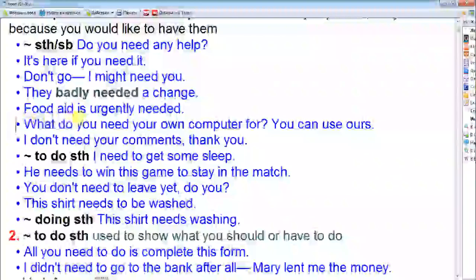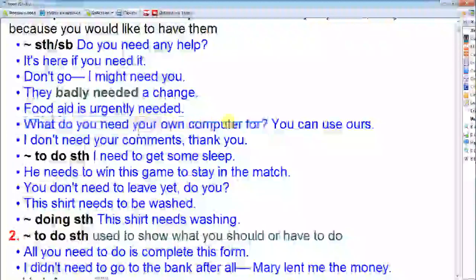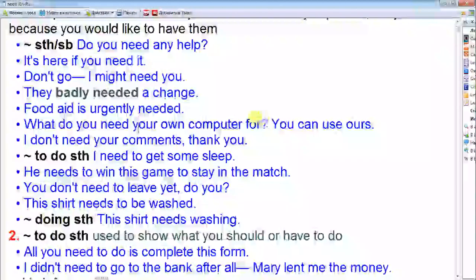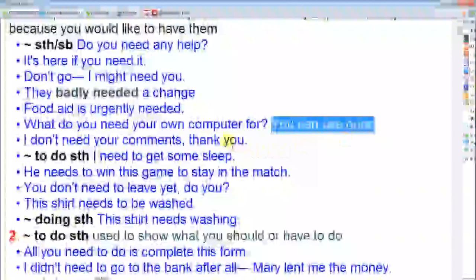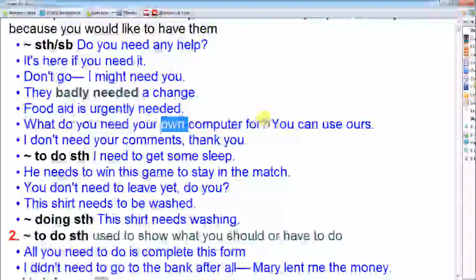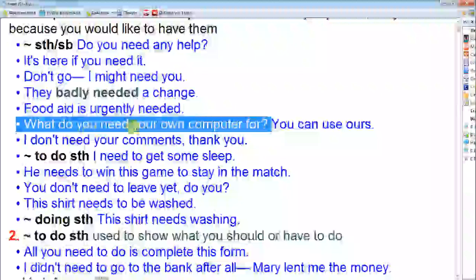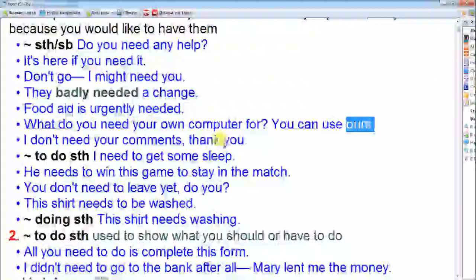What do you need your own computer for? What do you need your own computer for? You can use ours. We can use ours.